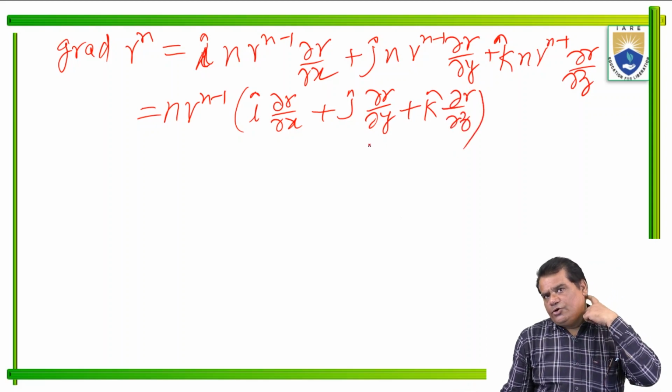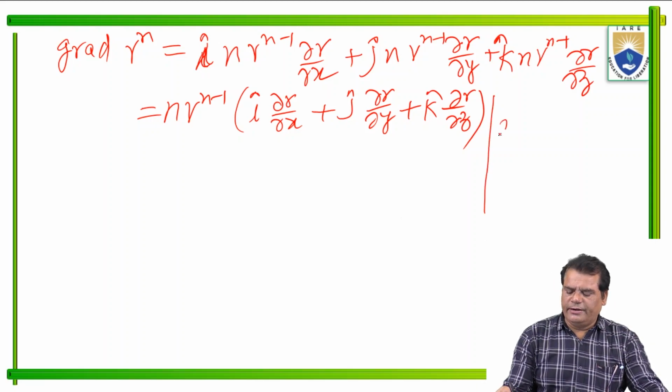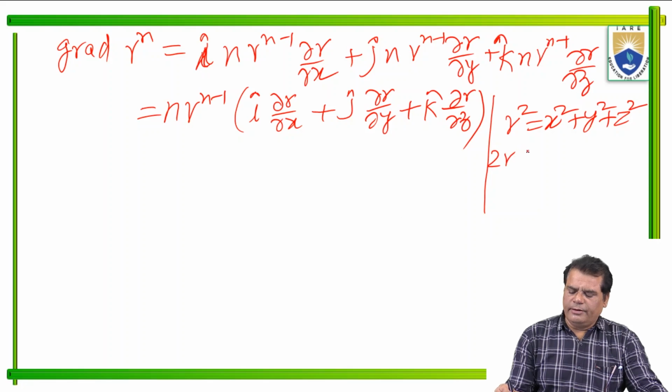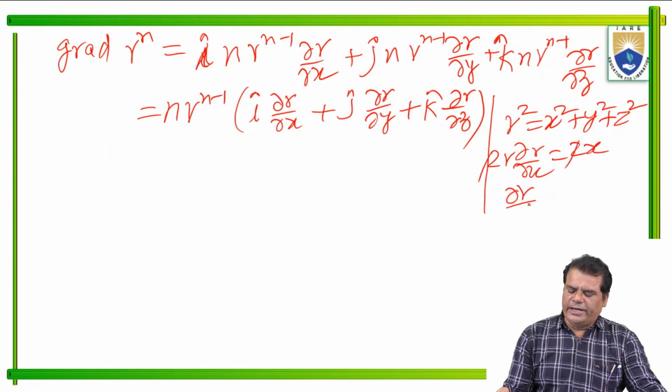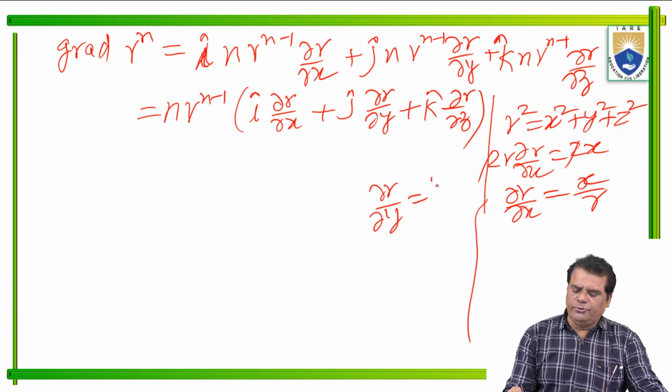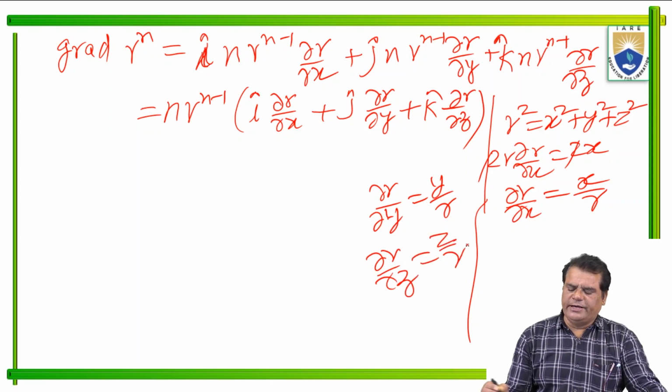But now what is dou r over dou x? We know that r square equals x square plus y square plus z square. So 2r dou r over dou x equals 2x. The 2 cancels. Dou r over dou x equals x by r, and dou r over dou y equals y by r. Dou r over dou z equals z by r.